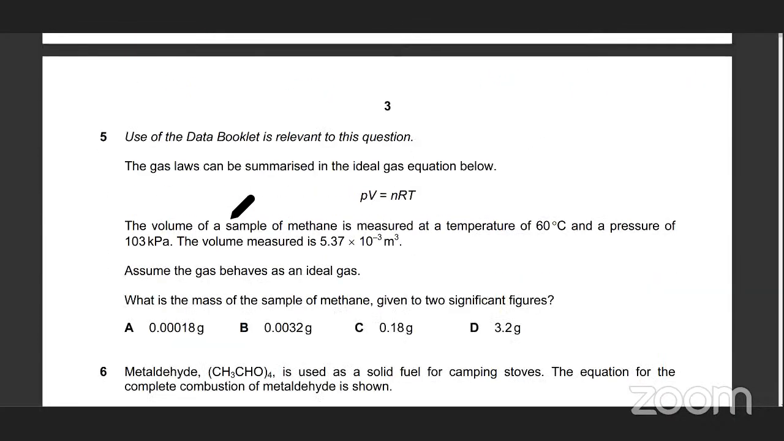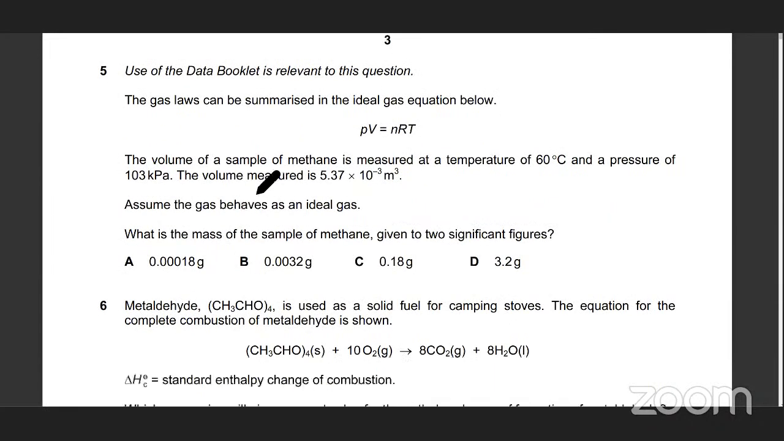That's the next one. This is an ideal gas question. Assuming the gas behaves as an ideal gas, what is the mass of the sample of methane? So what we're going to do is turn this formula. The first thing is there are two versions of this formula. Remember, PV is equal to nRT, where n is moles, so that could be written as mass over Mr, Mr in this case because we're talking about methane, into 8.31 into the temperature.